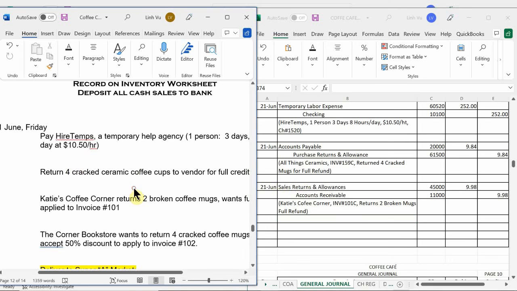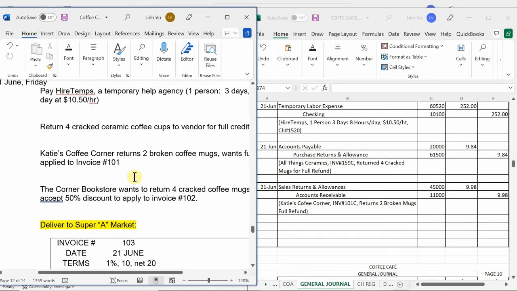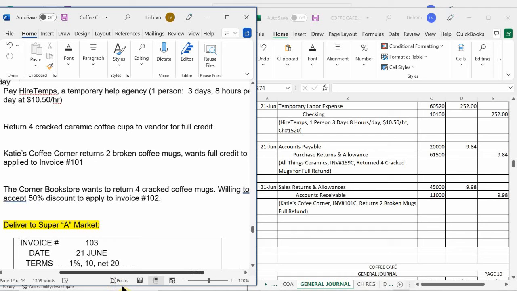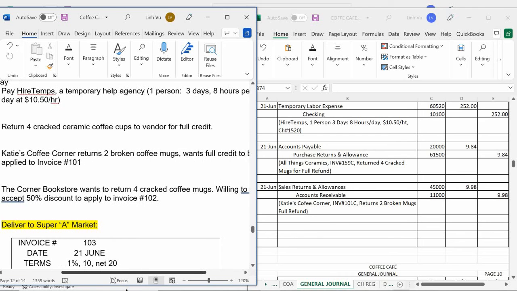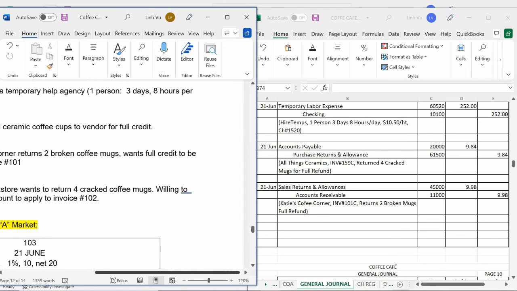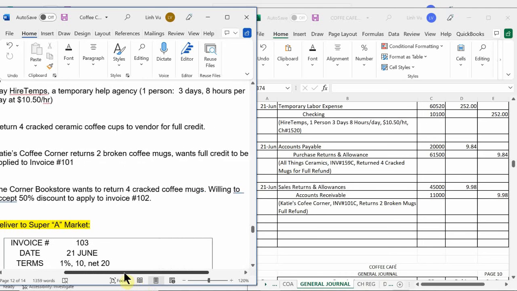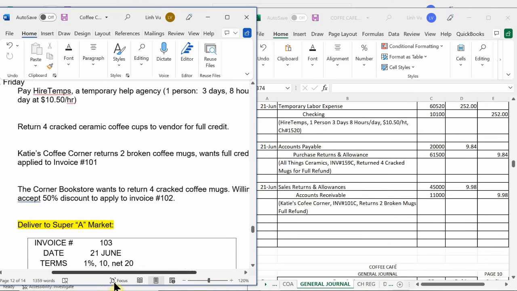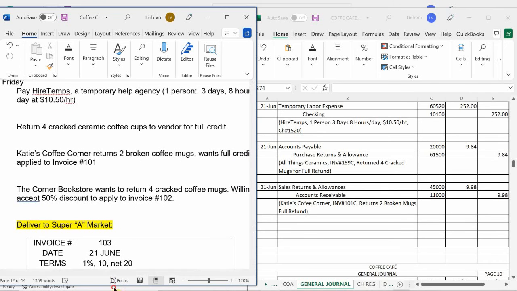So now that we returned Katie's stuff, let's see what else has happened. Well, it looks like, once again, Corner Bookstore also wants to complain and say that, well, we ordered 25 coffee mugs, now there's 4 of them broken. So in this case, we're generally sorry, and he's willing to accept a 50% discount, and he wants to apply it to his invoice, okay?